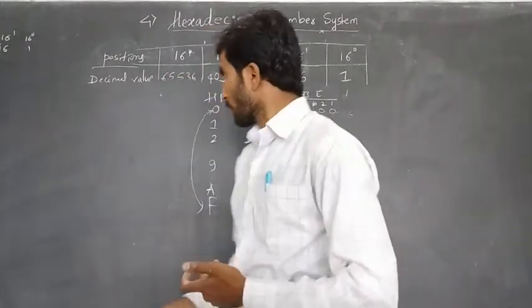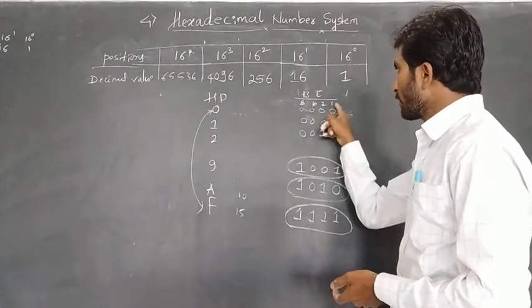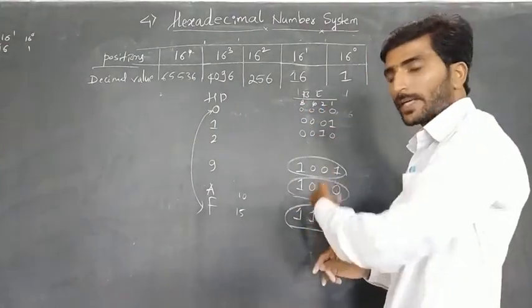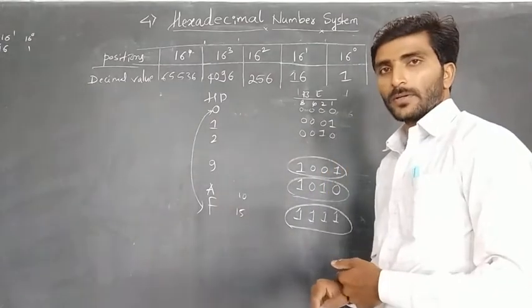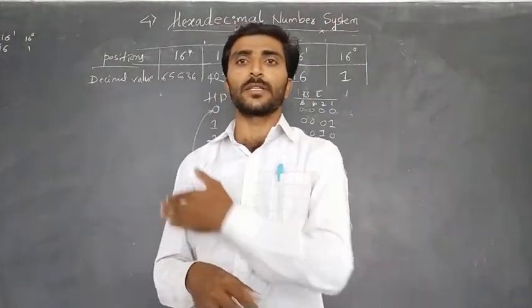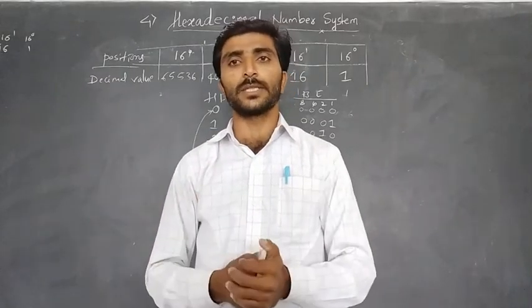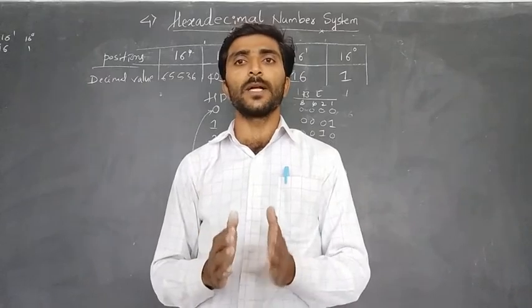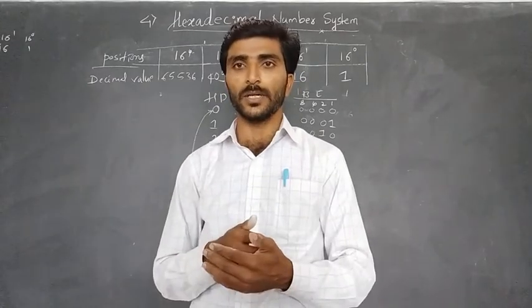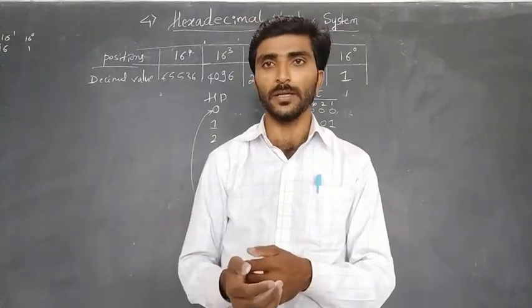After converting each digit to binary, we have 4 bits. These are the place values, and using them you can write the binary numbers. I hope this is clear to you. These are the 4 types. Next class we are going to discuss how to convert from one base to another base. Thank you.